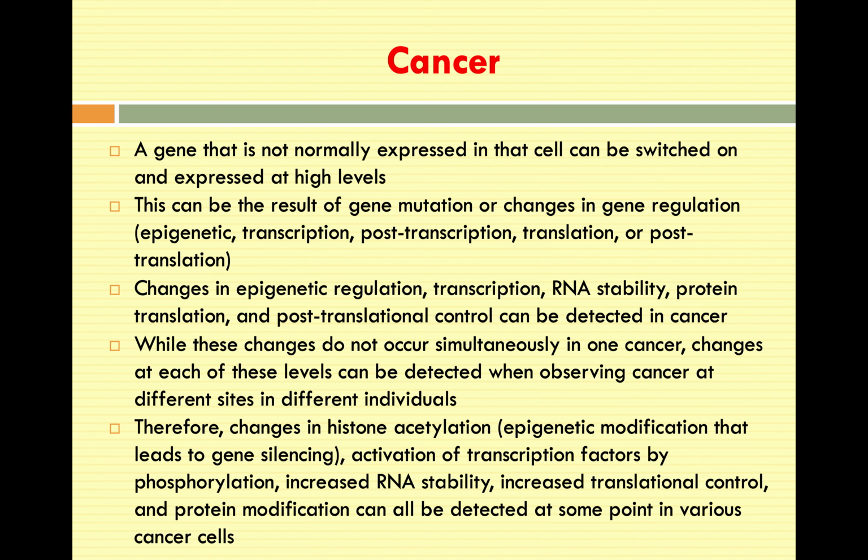Changes in epigenetic regulation, transcription, RNA stability, which we have covered, protein translation, and post-translational control can be detected in cancer. While these changes do not occur simultaneously in one cancer, changes at each of these levels could be detected when you observe cancer at different sites in different individuals, depending on the type of cancer. Changes in histone acetylation, an epigenetic modification that leads to gene silencing, activation of transcription factors by phosphorylation, increased RNA stability, increased translational control, and protein modification can all be detected at some point in various cancer cells.